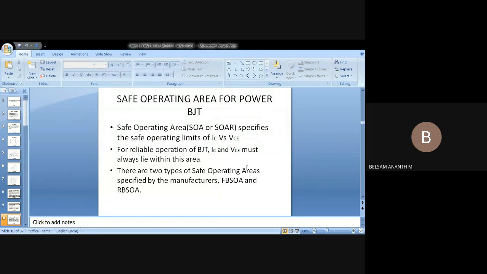There are two types of safe operating areas. One is FB-SOA, that means forward bias, and another one is reverse bias, because normally these are the two types of biasing that happen. One is forward bias and another one is reverse bias: FB-SOA and RB-SOA. Don't confuse them.